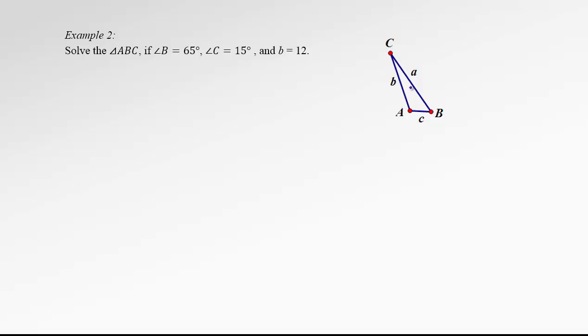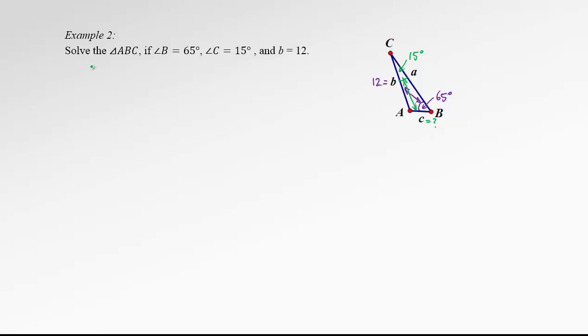Here's our triangle. Angle B is 65 degrees. That's this one, 65 degrees here. Angle C is 15 degrees. This one, 15 degrees. And side B is 12. Do we have a pair of opposite data? Yes, we do. The purple one, right? So we're going to set up proportion using this purple pair of opposite data and comparing it to the green pair so we can find C.